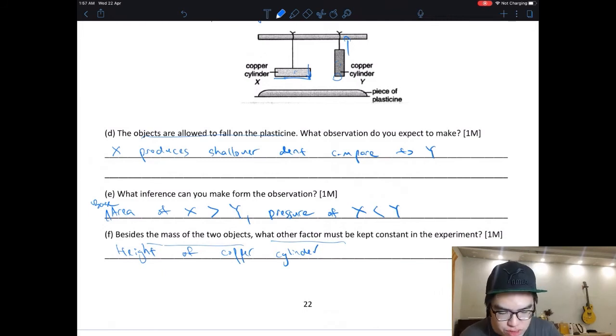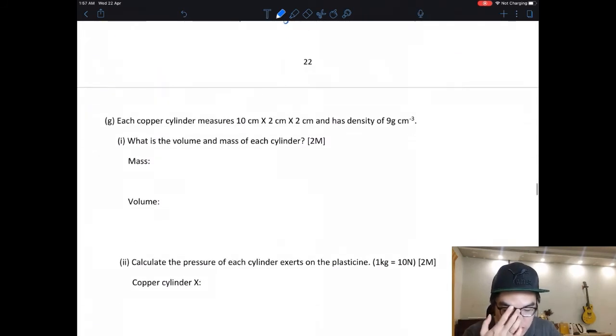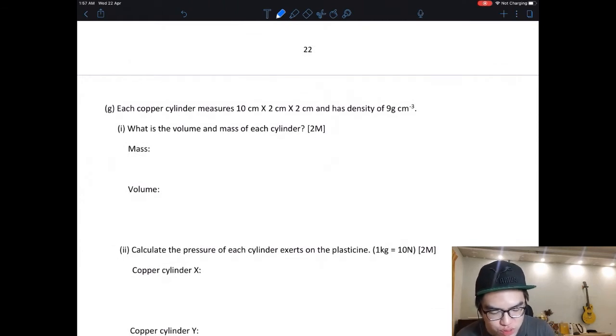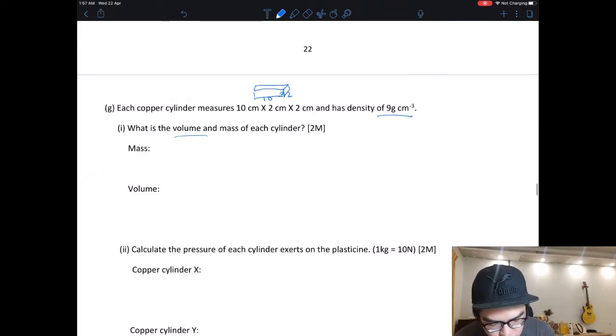Okay, so each copper cylinder measures 10 times 2 times 2, which means, I'll draw the block out, 2 times 2 times 10, and has a density of 9. What is the volume and mass of each cylinder? So what's the volume? Mass is very simple to calculate here. Let's calculate the volume first. Volume is 10 times 2 times 2.